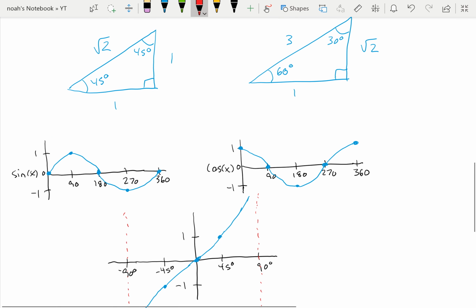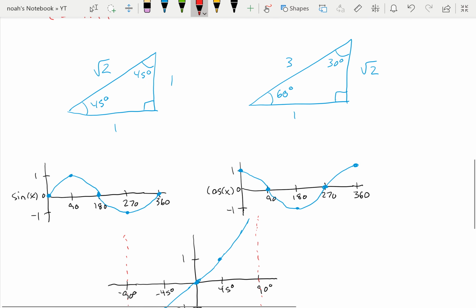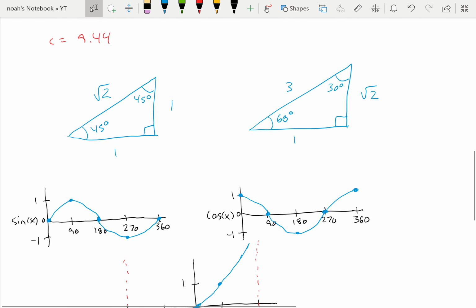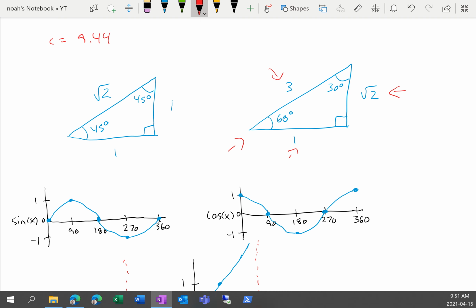All of these functions, or special triangles, you just have to memorize. So if you see a triangle, for example, this one, and it's 60 degree, 30 degree, you don't have to use a calculator. You can just know that this side's 1, this is 3, this is square root 2.